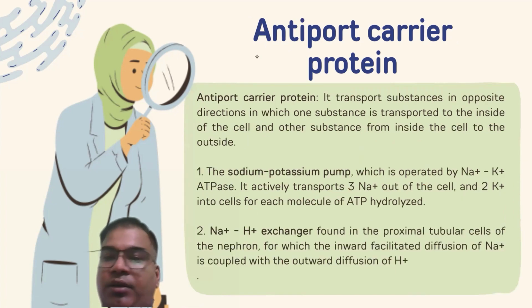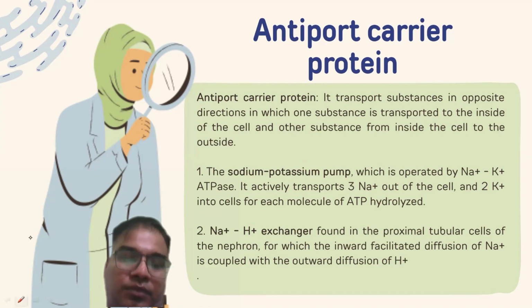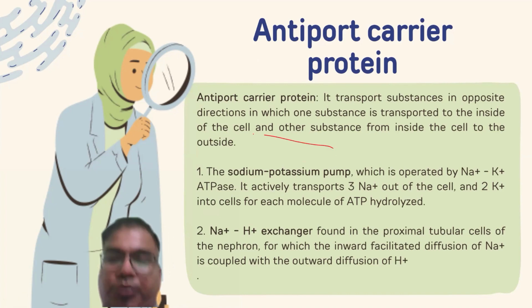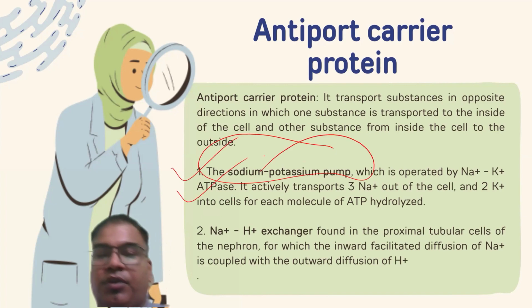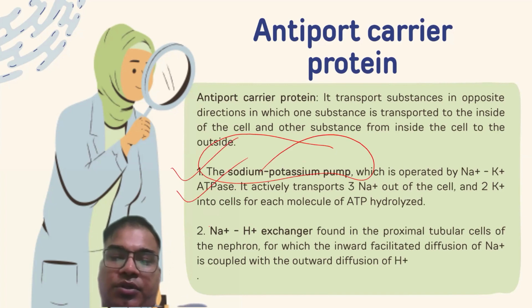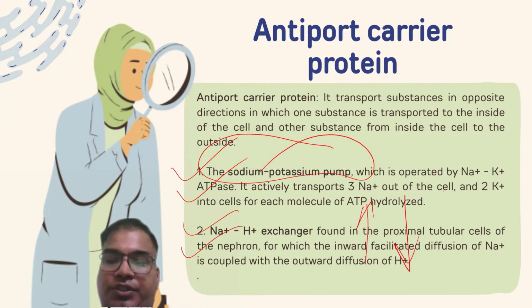In the antiport carrier protein, there will be an opposite direction of the movement of the respective ions. The common examples are the sodium potassium pump, which is responsible for the primary active transport, and the sodium potassium exchanger. In both cases, there is movement of ions in the opposite direction.